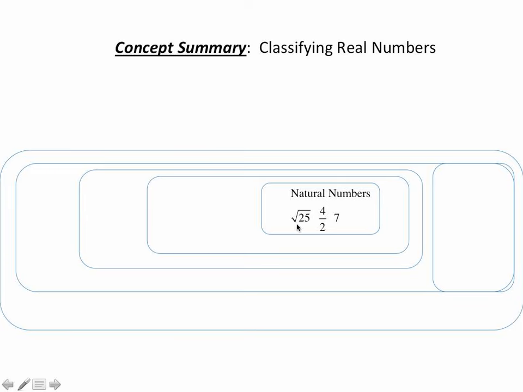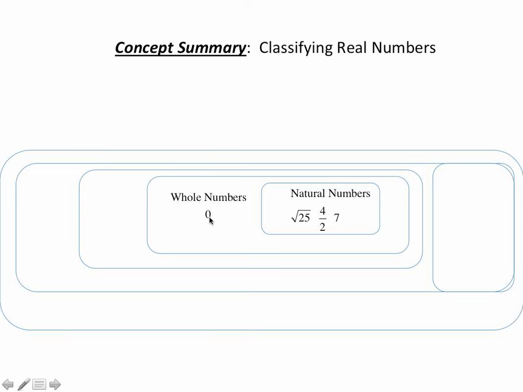Notice that's the smallest box. It's the most specialized set of numbers. Then I can add a 0 in and I get whole numbers. So notice natural numbers are contained within the whole number box. Any natural numbers could also be counted as whole numbers, so all of these natural numbers are also whole numbers.